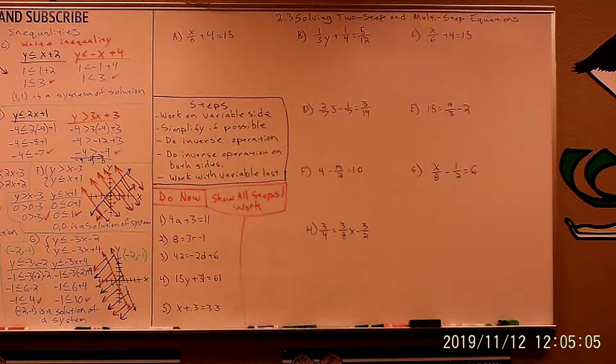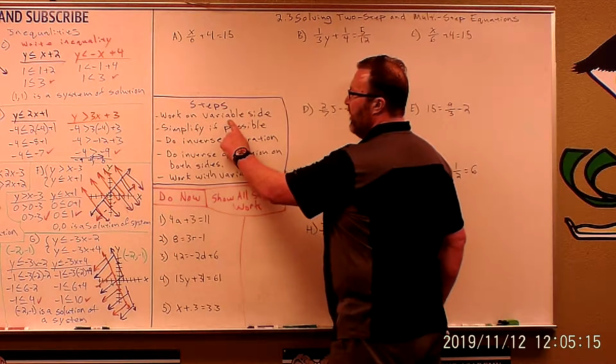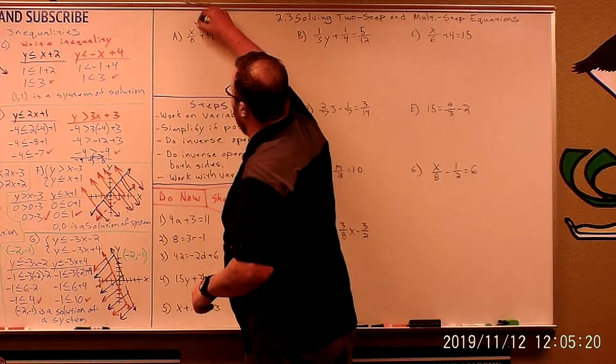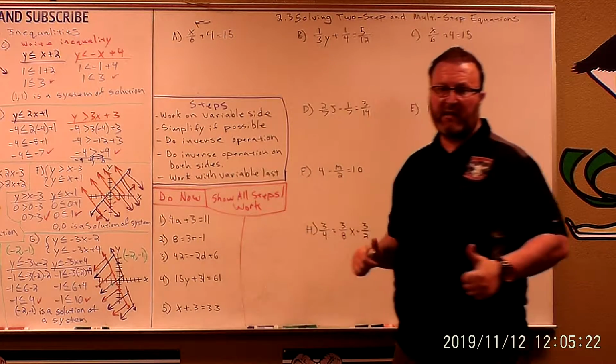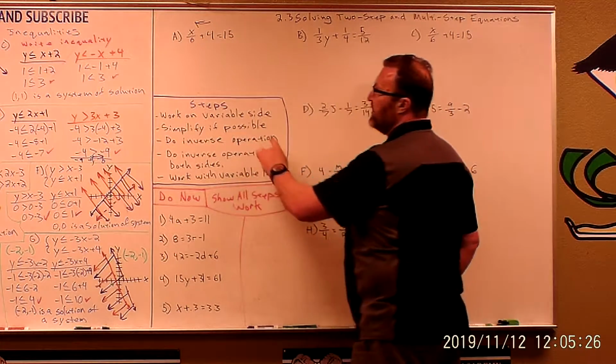Example. We have several different rules that we're applying to solve these problems, right? We're going to go over these rules and go through every step of the way. So we want to work on the variable side. What side is the variable? Yes, this side. Do we understand? Let me see thumbs up or down real quick, please. Okay, good. All right, simplify as possible.